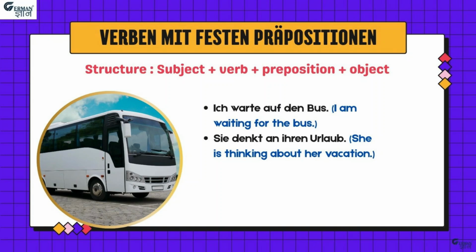So the basic sentence structure is that your subject, then verb, and then preposition, and then the object for which you are using that preposition. So like this follows the sentence structure.